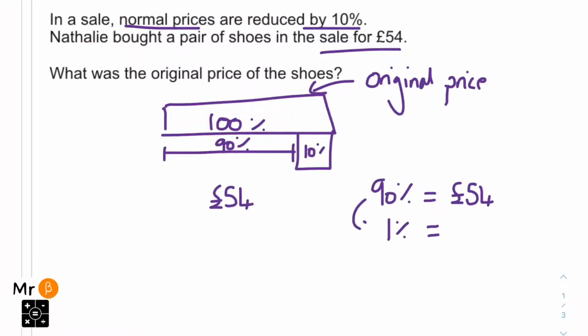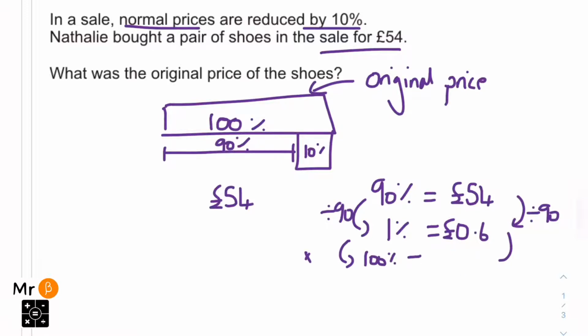Just like before, we're going to go from 90 to 1% by dividing by 90. And whatever we do to the left, we do to the right. So 54 divided by 90 is 0.6. And then we're going to find 100% by multiplying it by 100. And that gives you your price of £60. Again, you can just double check. You're expecting the price to go up because you were given the sale price and you wanted to work backwards to reverse it to get your original price.